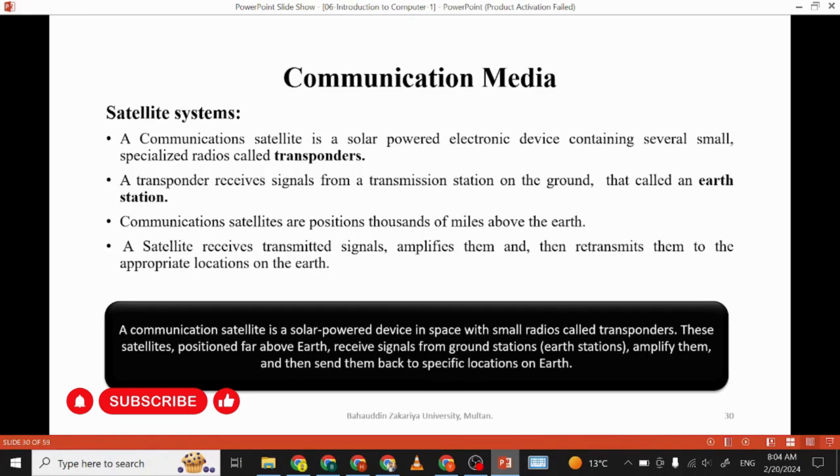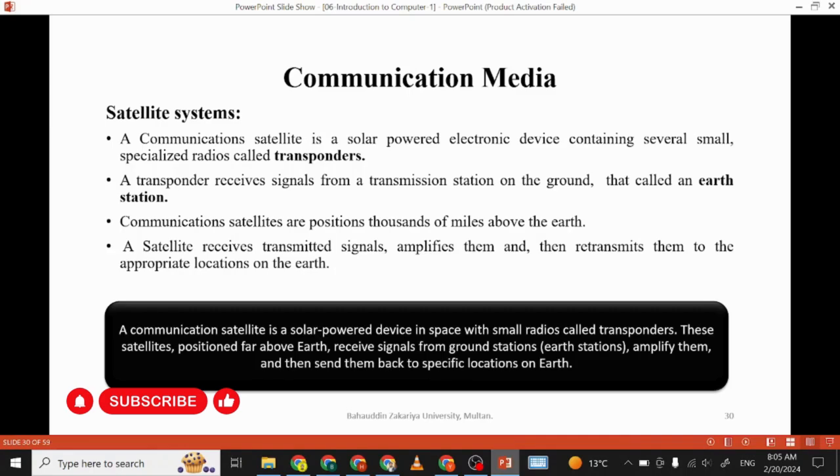A communication satellite is a solar powered electronic device containing several small specialized radios called transponders. A transponder receives a signal from a transmission station on the ground called an earth station. Communication satellites are positioned thousands of miles above the earth. A satellite receives transmitted signals, amplifies them, and then retransmits them to the appropriate location on the earth.